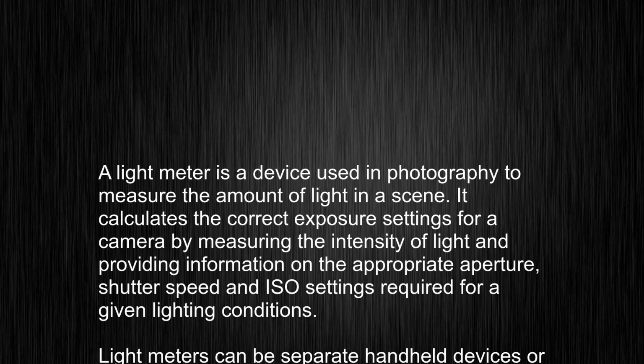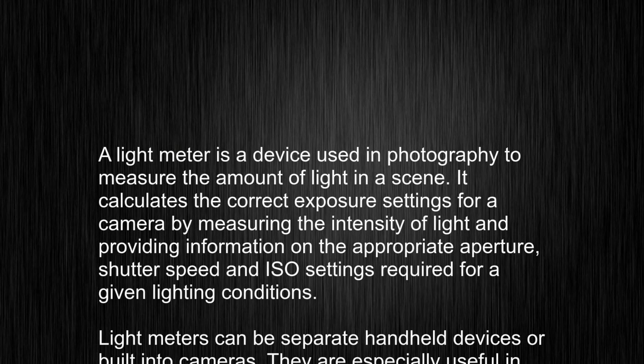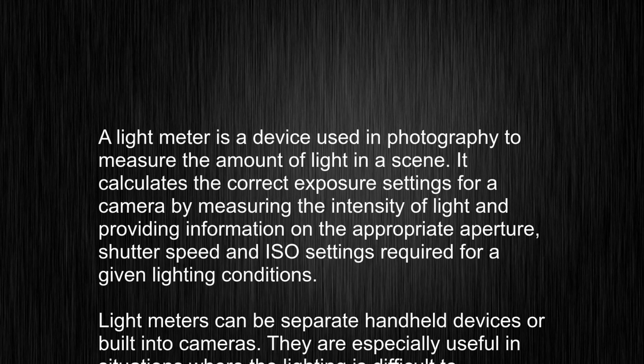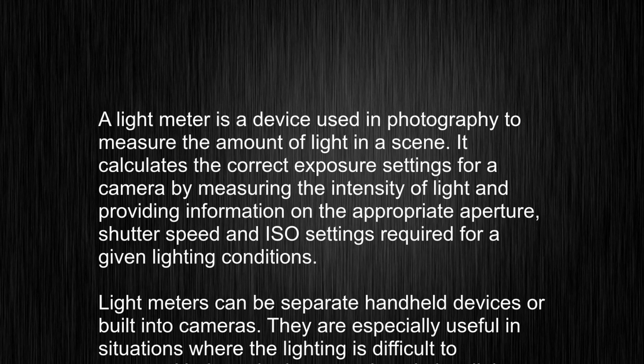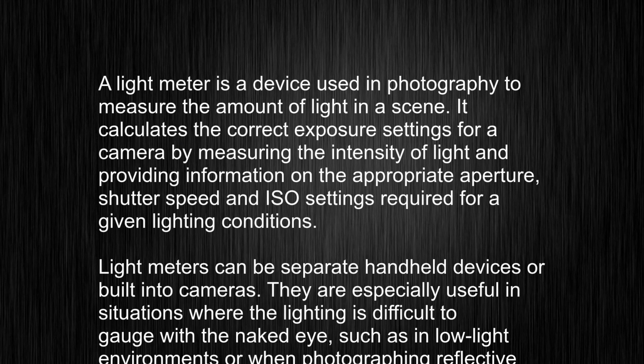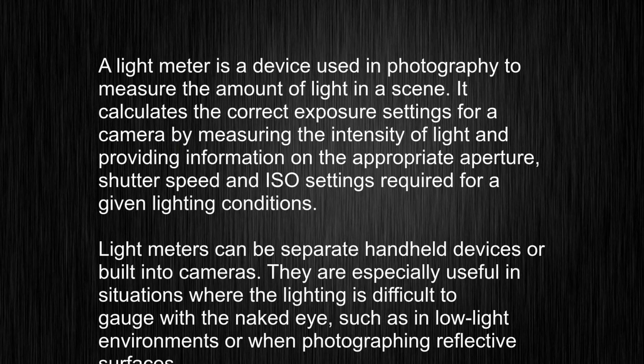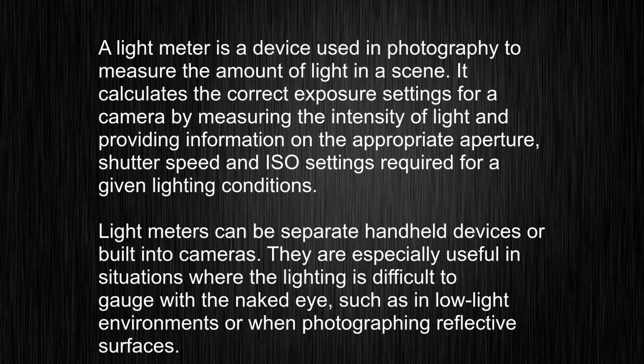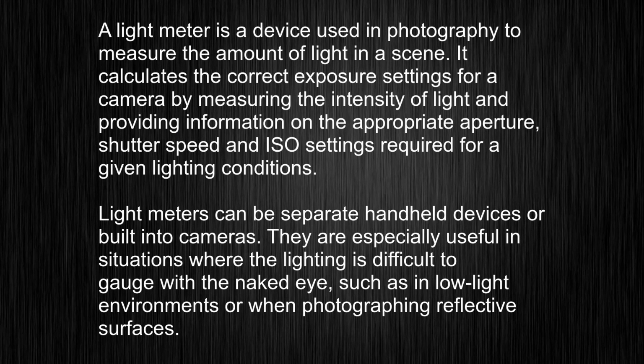A light meter is a device used in photography to measure the amount of light in a scene. It calculates the correct exposure settings for a camera by measuring the intensity of light and providing information on the appropriate aperture, shutter speed, and ISO settings required for given lighting conditions.